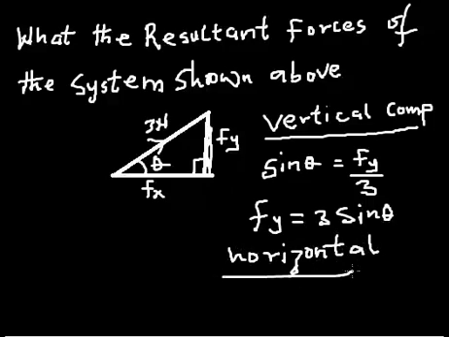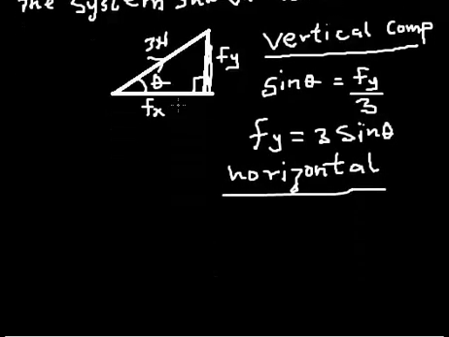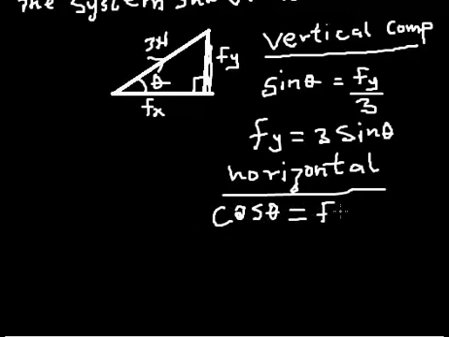If I want to go for the horizontal component, what you would notice in this case is that the horizontal is the adjacent, and of course the vector that I'm looking at is the hypotenuse. So I have cos theta. Then cos theta becomes the adjacent, f of x, divided by the hypotenuse, which is 3. If I cross multiply, I have f of x equal to 3 cos theta.